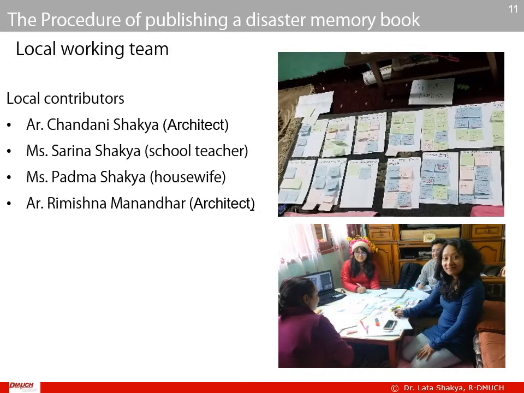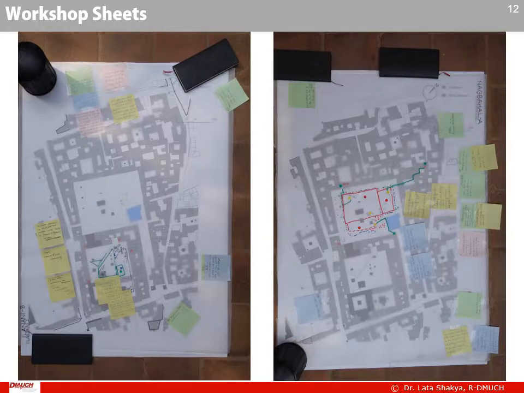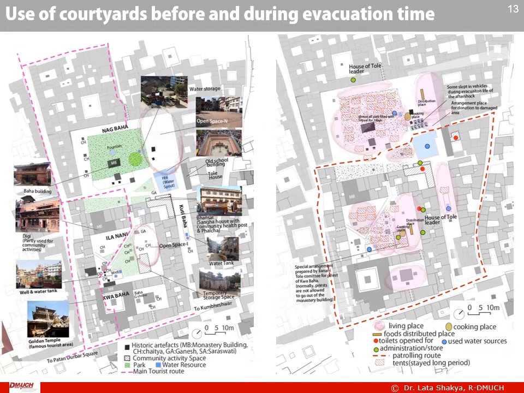The collected interview data is classified and analyzed with the help of local contributors. We formed local working team. The team has 4 local contributors. 2 of them are architect students who support the illustration part and layout part too. These are outcomes of group interviews. We rearranged the area map with the information of the space used before and after the disaster.